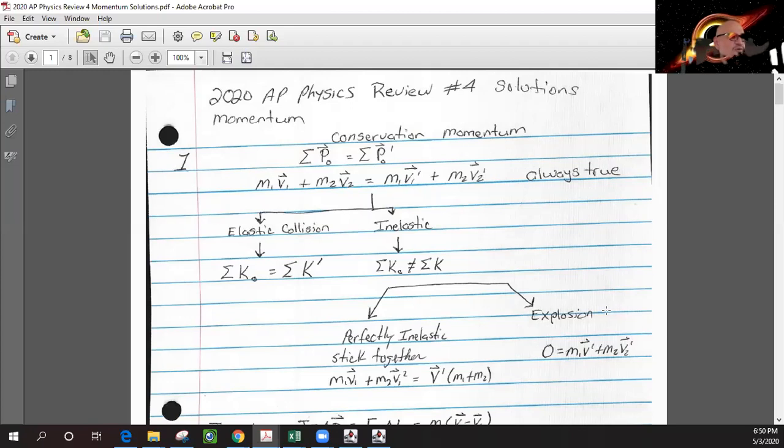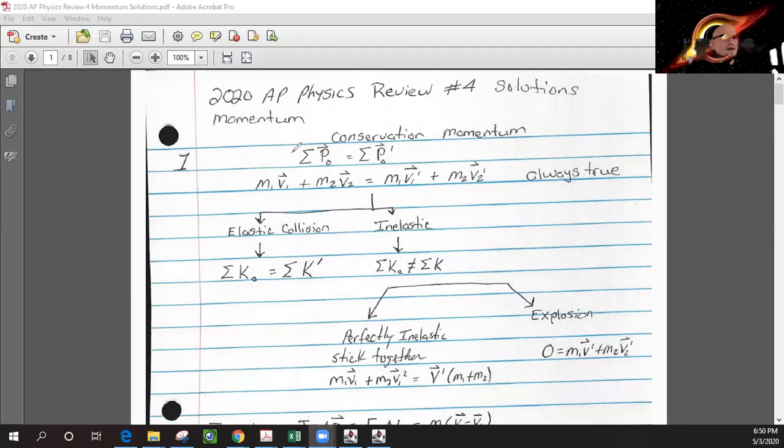We're going to go over the 2020 AP Physics review number 4. These are solutions for momentum. Before we start, here are the main topics of momentum, in case we forgot. Let me go ahead and get this annotation here and put this up at the top.